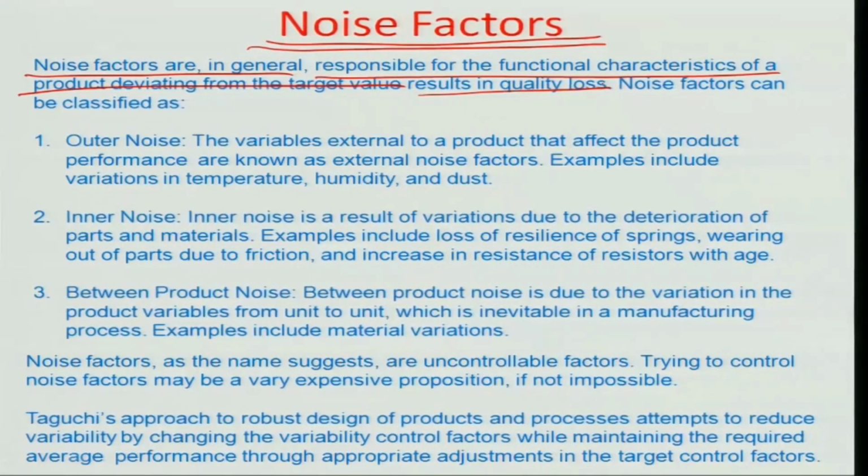not being met properly. And noise factors can be classified as outer noise, and outer noise basically means the variables which are external to a product and that affect the product performance, which are basically the external noise factors. Examples can include, let's say, variation in temperature in a paint shop, or humidity in a paint shop, or dust level in a paint shop of an automotive.